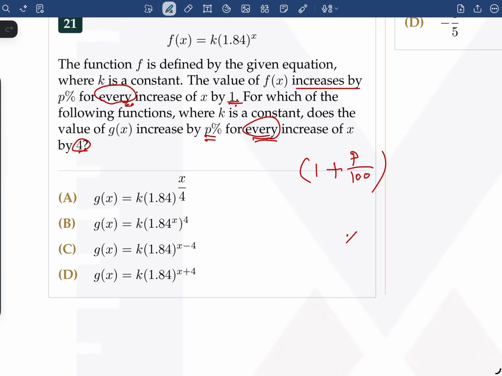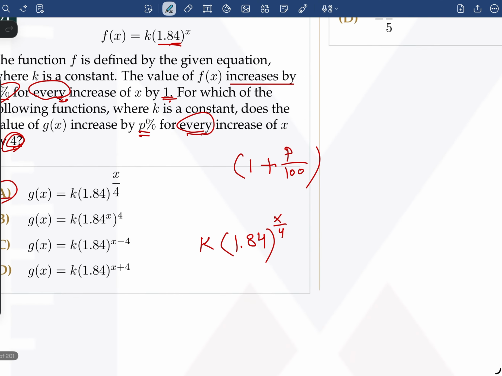So x must be x over 4. And the same number, because it's the same p%, which is 84, we keep it the same. So 1.84. And the exponent is x over 4. Let's write it as an exponent, x over 4. And we have to keep the value of k. So we don't need to consider any number for k, but the word every increased by 4 means x over 4, which takes us to the option letter A.